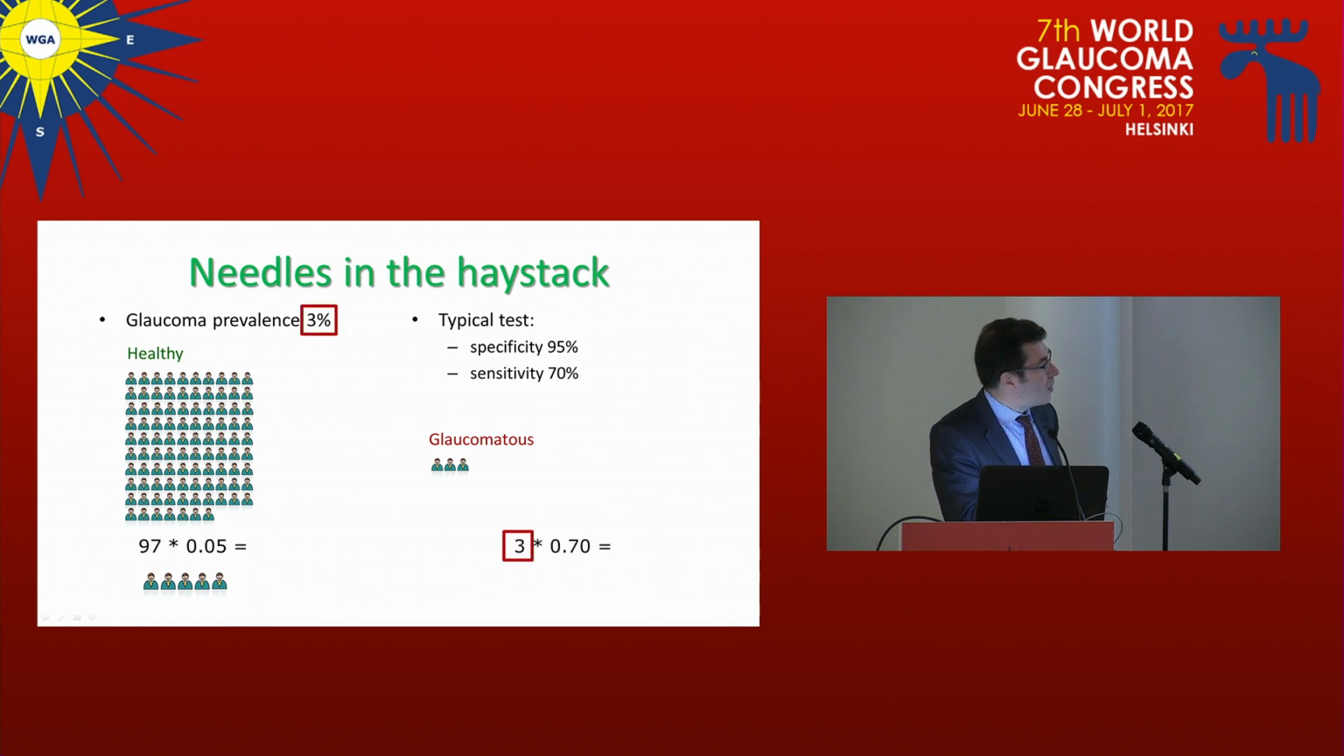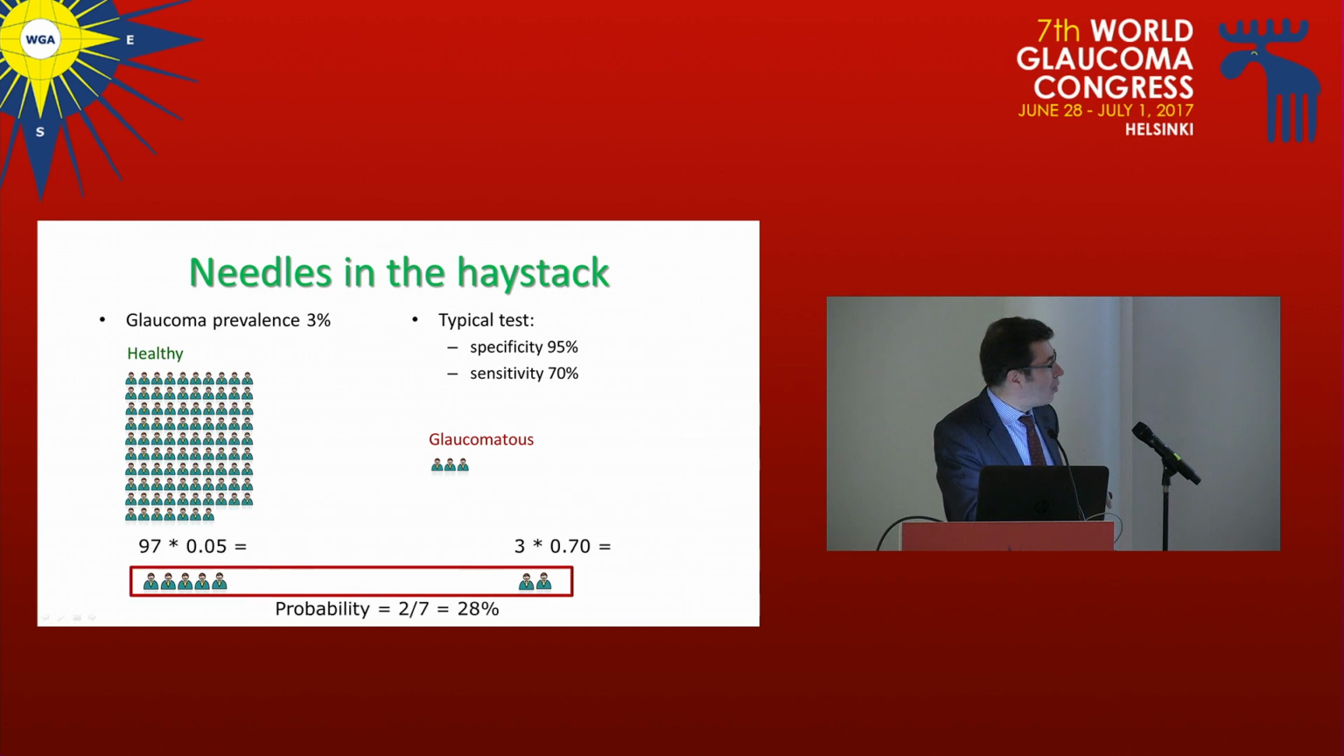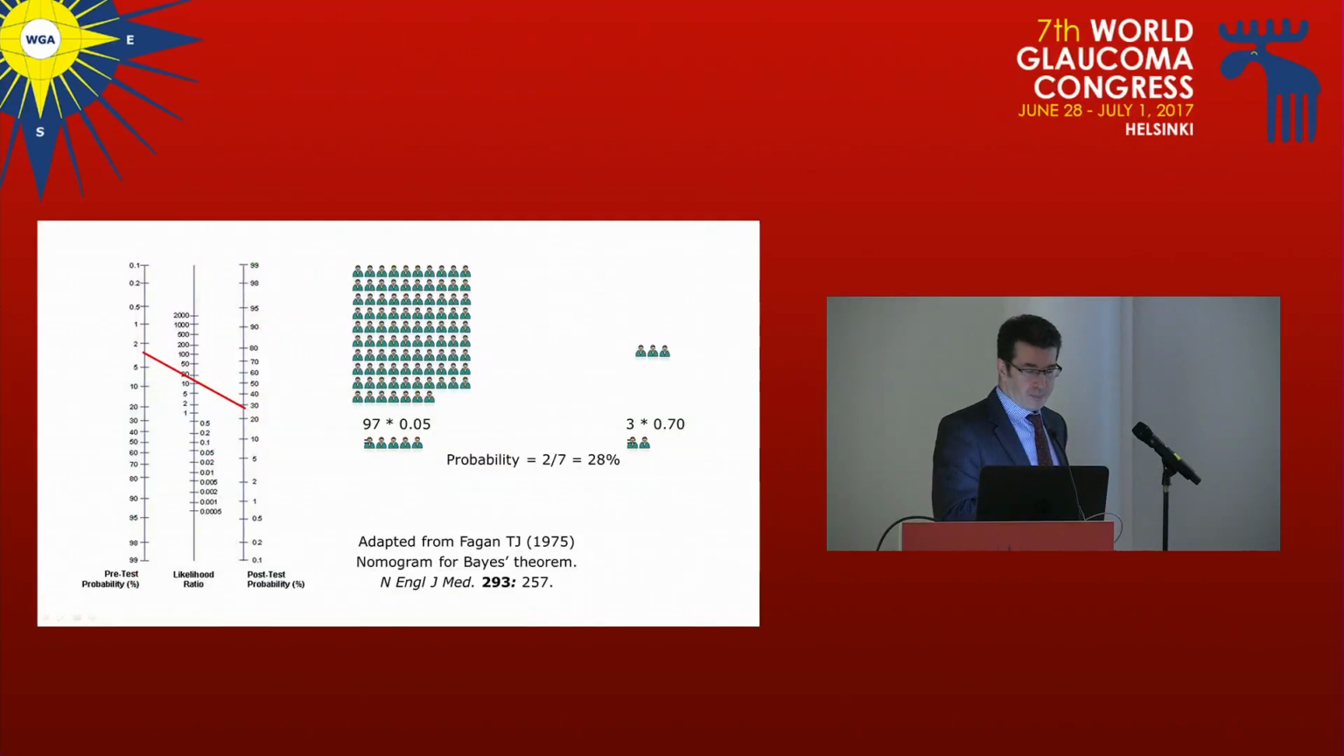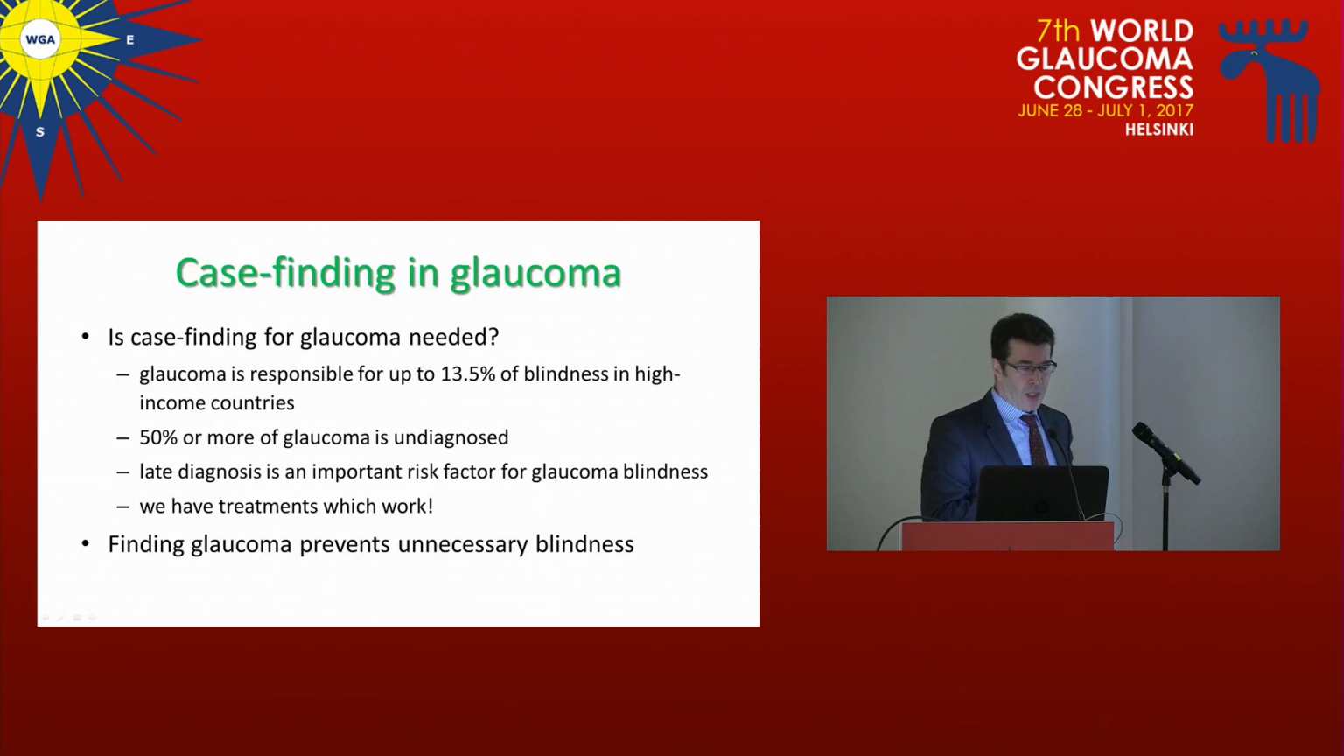If we have 70% sensitivity on a 3% prevalence, it will pick up about 2 of the 3 glaucomas that are present. And that means out of all the positive test results, only 2 out of the 7 positive test results will actually have glaucoma. So it's a 28% post-test probability. And we can usually use something like this, which is the Fagan nomogram, to illustrate this sort of idea. The pre-test probability here, that's the prevalence. The likelihood ratio for the case I showed you is about 14, and that gives a post-test probability of 28%. And I'll refer back to this sort of diagram shortly.